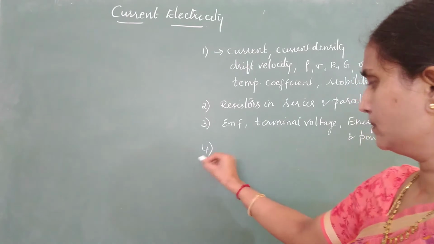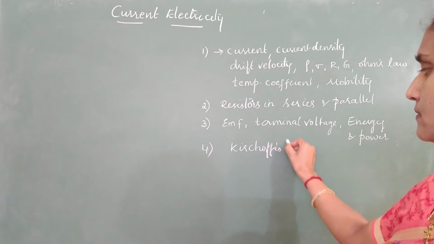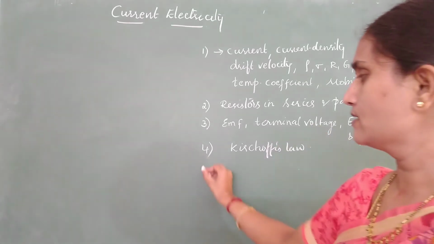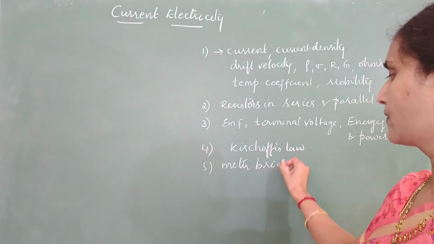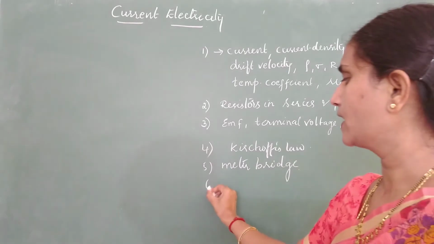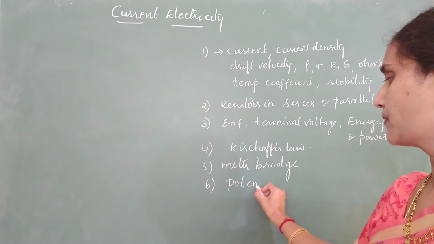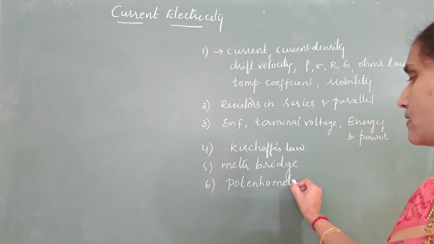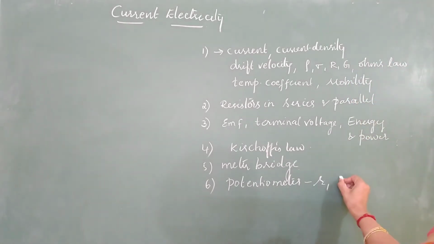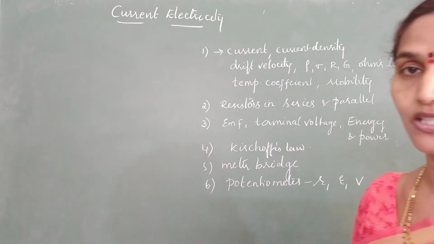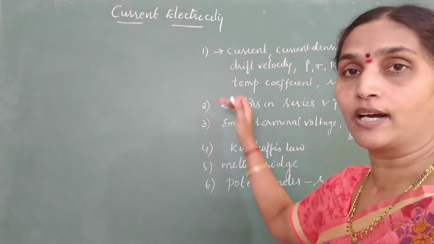Then let's go to Kirchhoff's laws and its applications. Meter bridge: how to find out the unknown resistance, finding out the error and end correction. Then potentiometer: questions related to applications of potentiometer, finding out internal resistance, EMF and terminal voltage. So the whole chapter can be divided into these subtopics. We'll do quickly one by one.